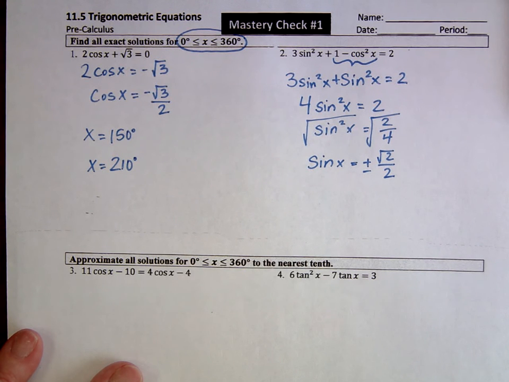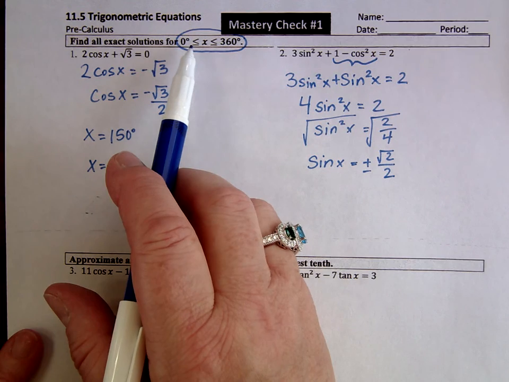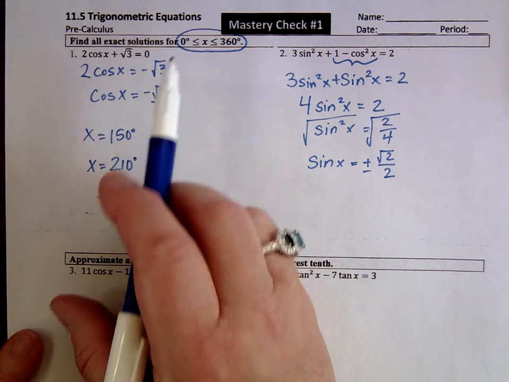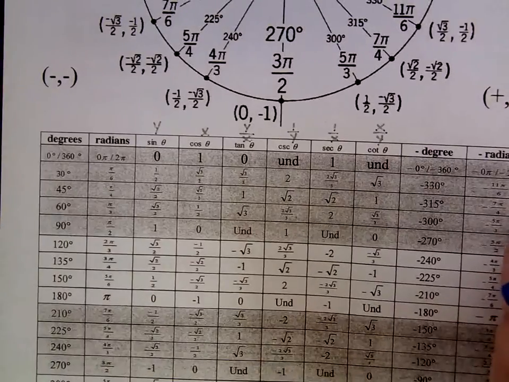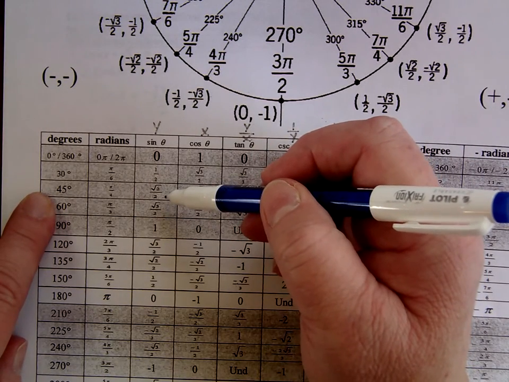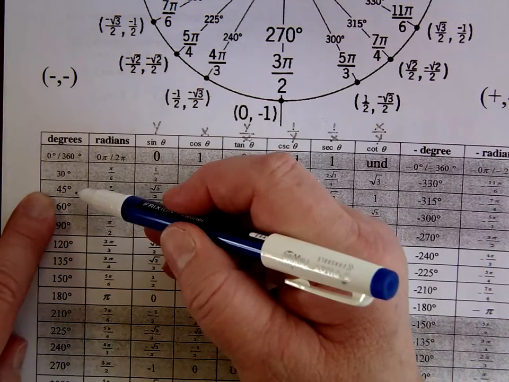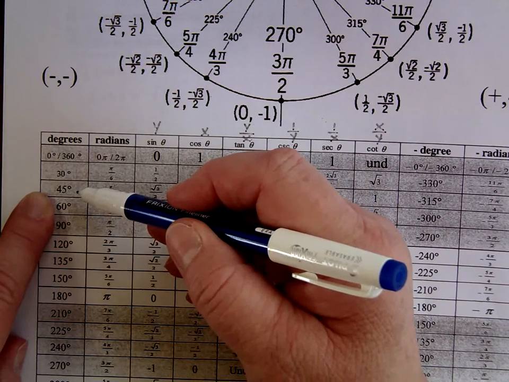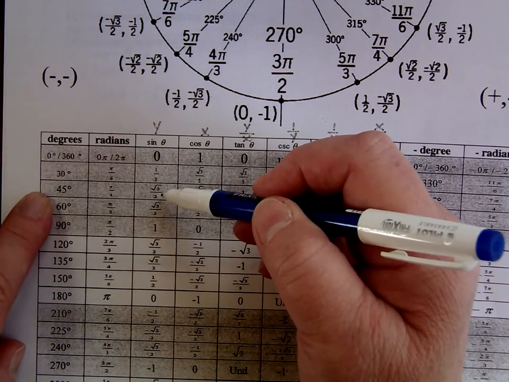All right, so now I'm ready to figure out my answers. Again, my directions say my answers need to be between 0 and 360. And so I'm going over my chart, sine. I want to know, where is the sine a positive or negative square root of 2 over 2? And my answer needs to be in degrees. So the first place I see is 45. I'm going to keep going down.